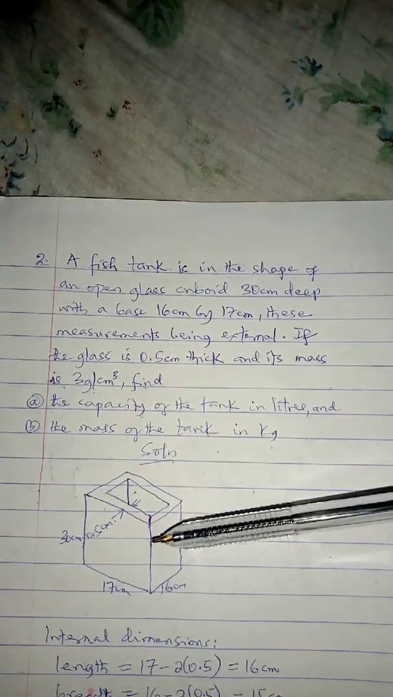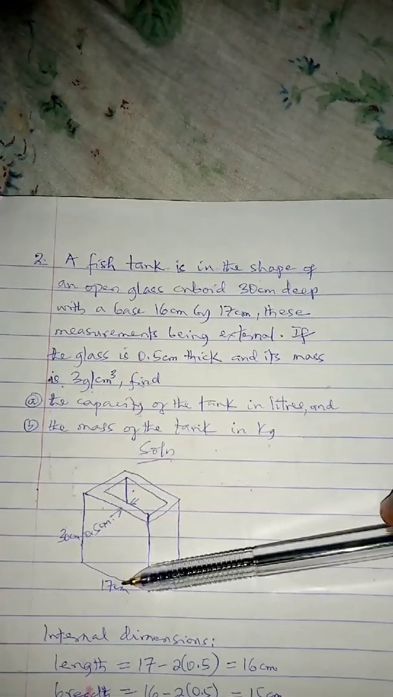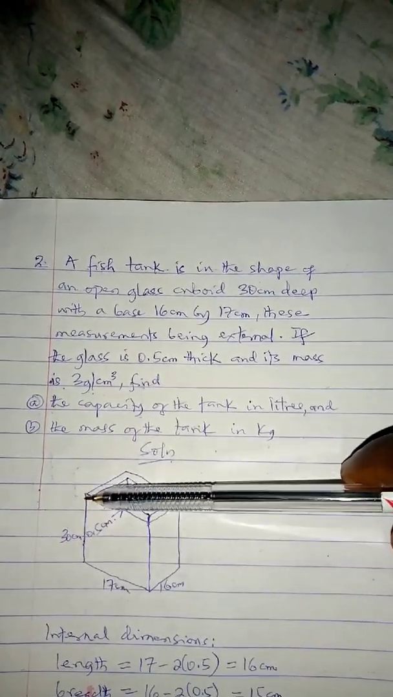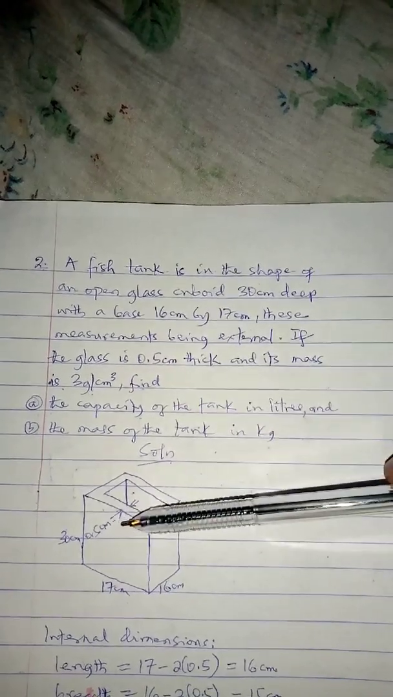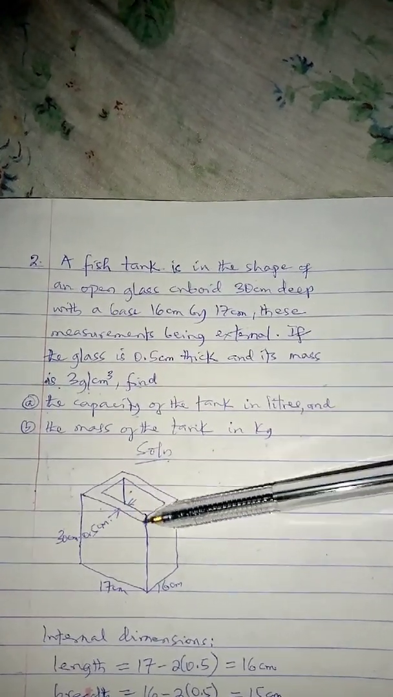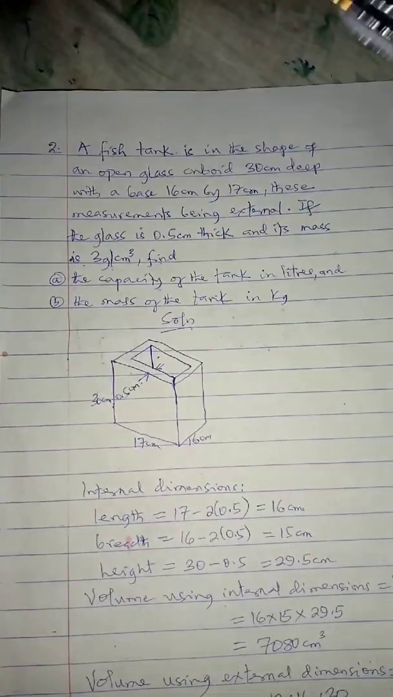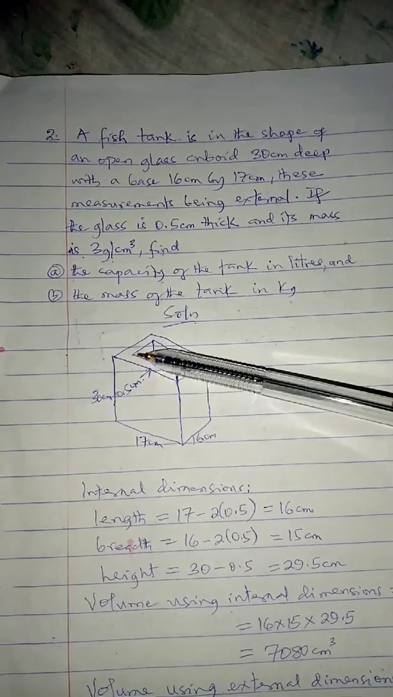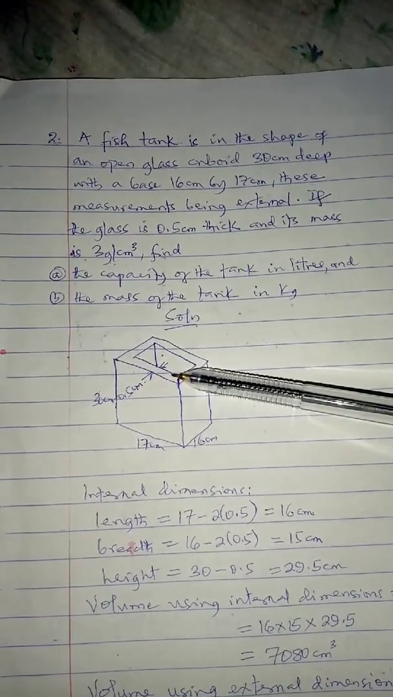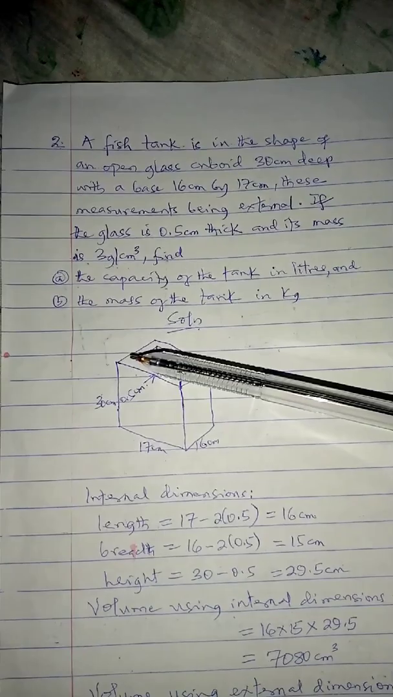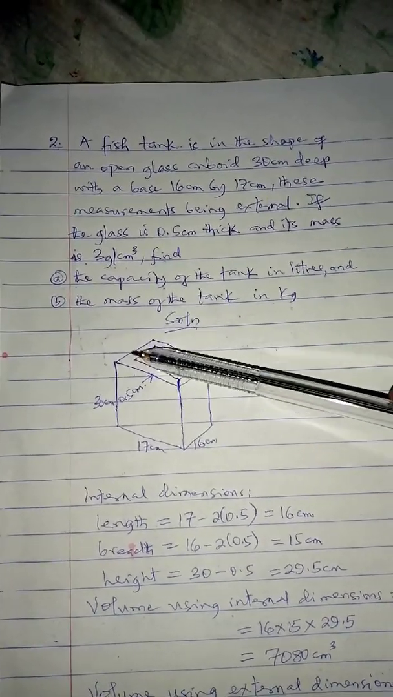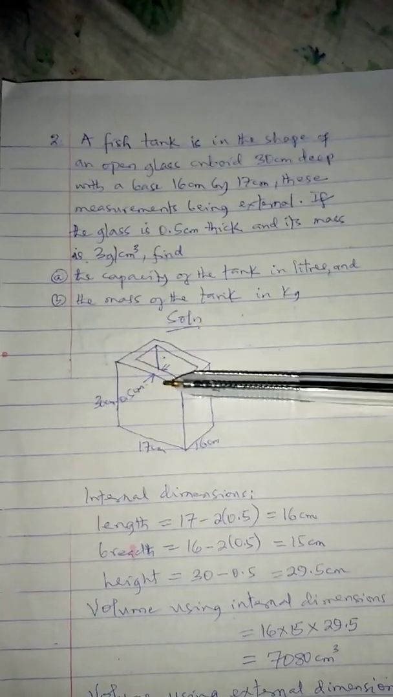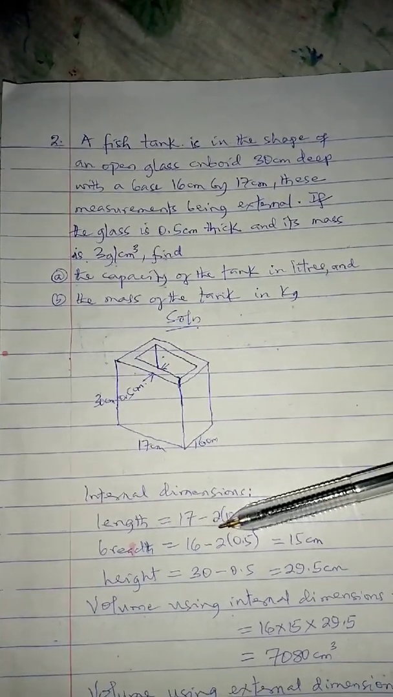The external dimensions are given: the length 17 cm, breadth 16 cm, the height 30 cm. The thickness is 0.5 cm. Get your internal dimensions. Now, if I want my internal length, the simple thing I will do is to subtract my thickness 2 times from my external length, and I will have the internal length. That is 17 minus 2 times thickness.